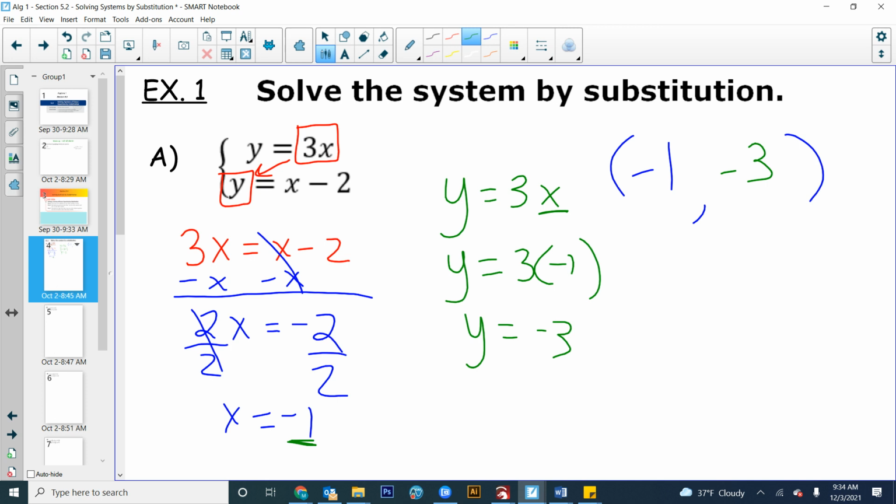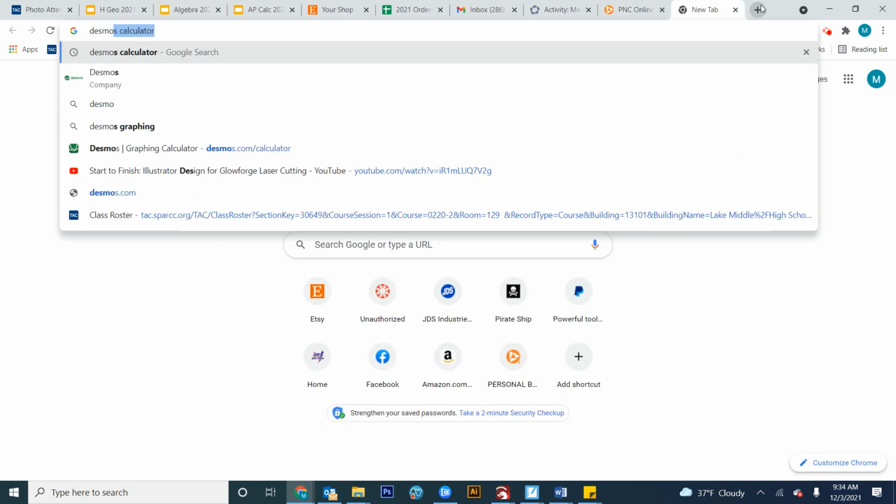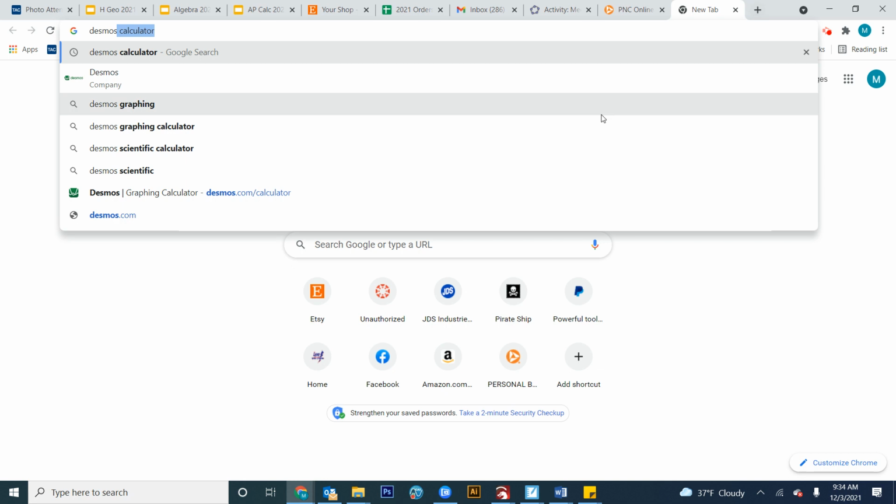Now, what I strongly suggest you do is have your Desmos calculator or graphing calculator open tonight while you do your homework, or whenever you do it. And you plug these two equations in Desmos, and you should get what for the intersection? -1, -3. If you didn't, then you know you made a mistake.